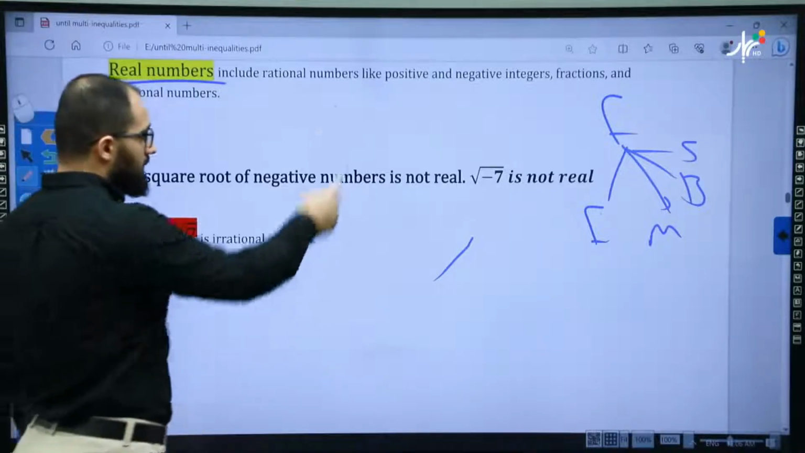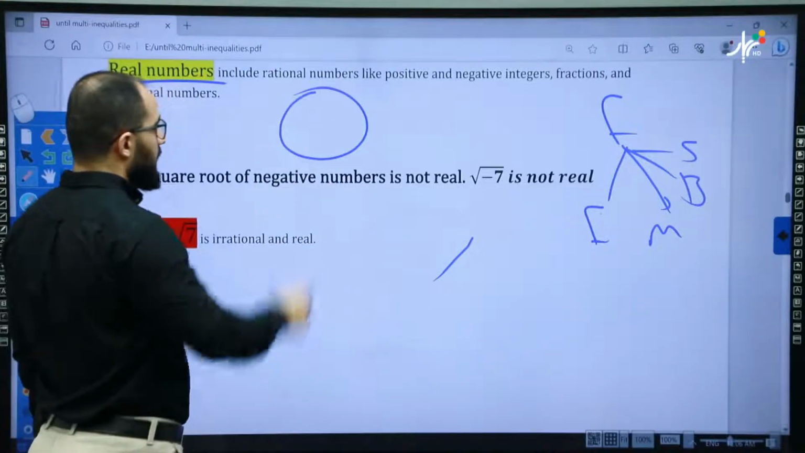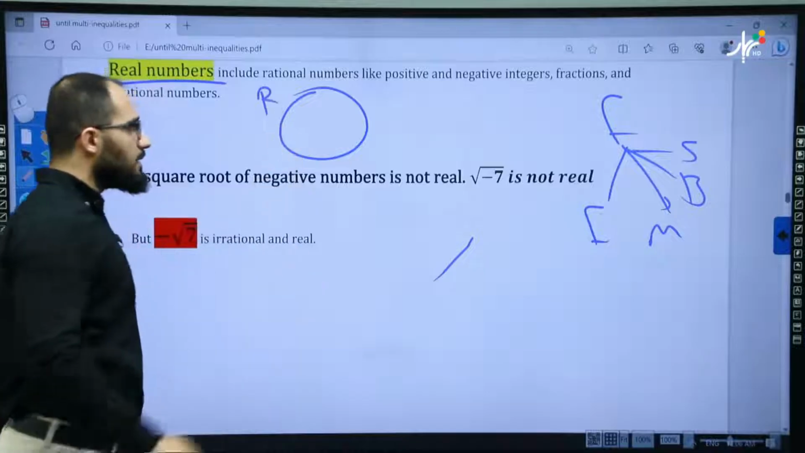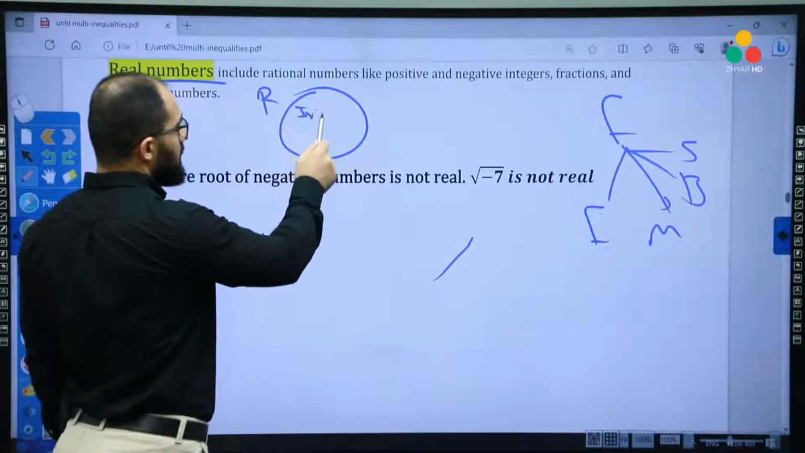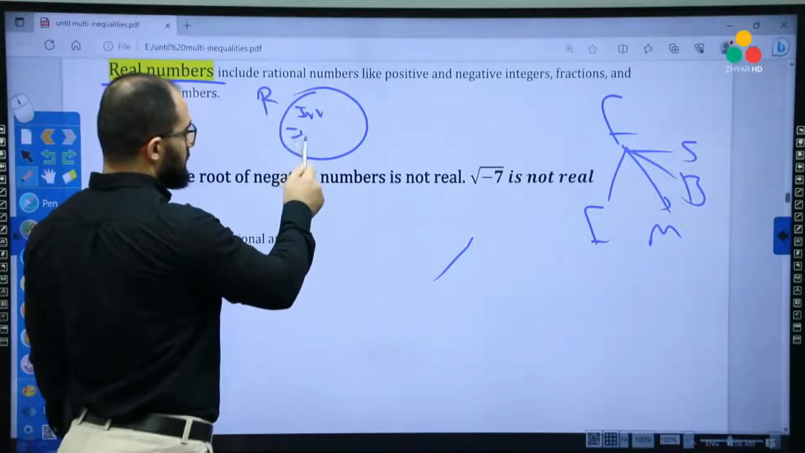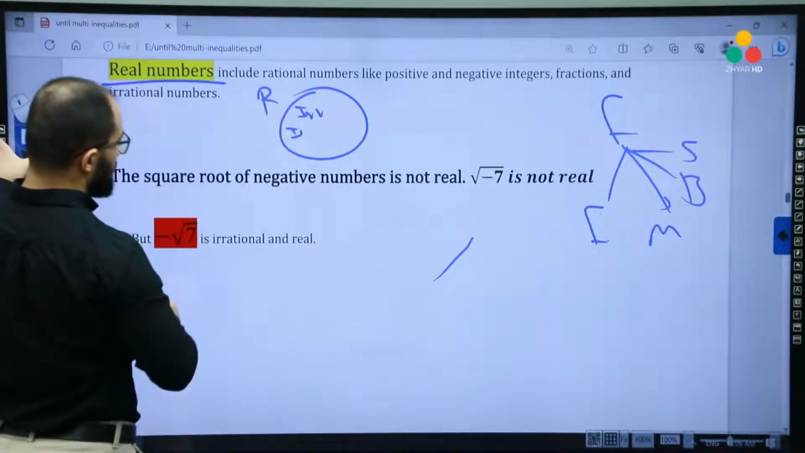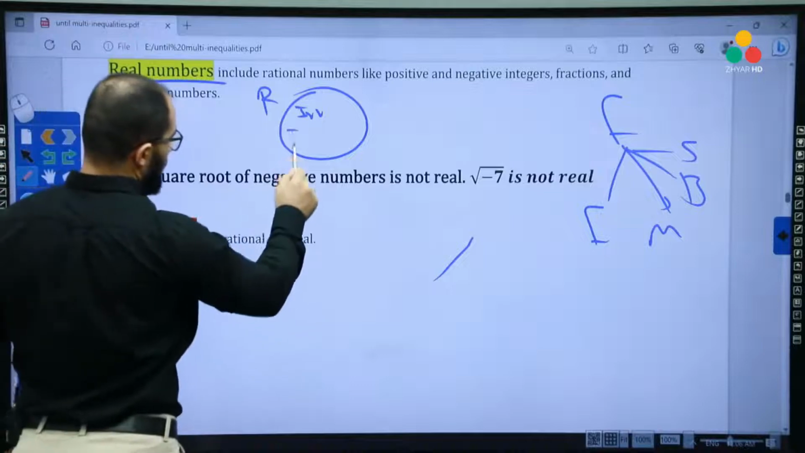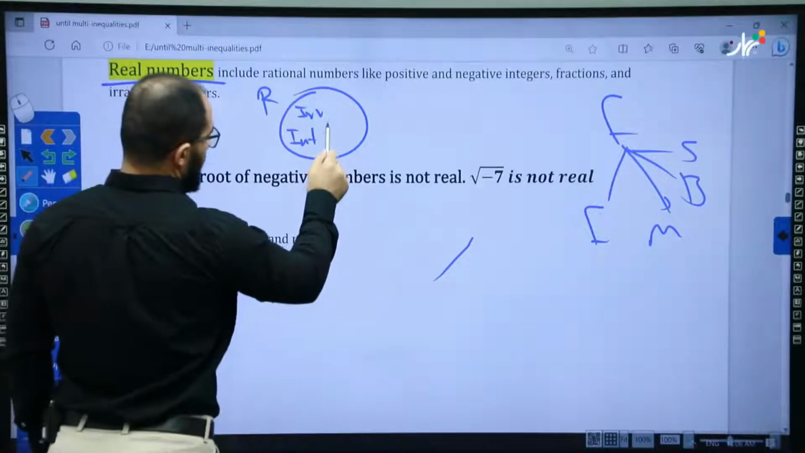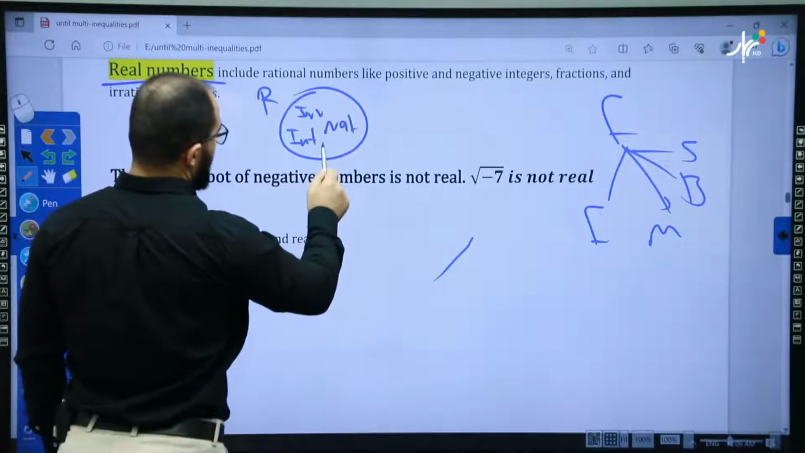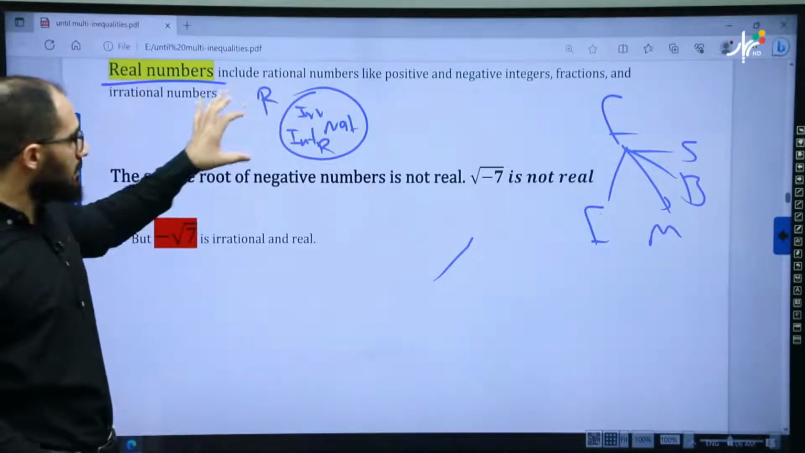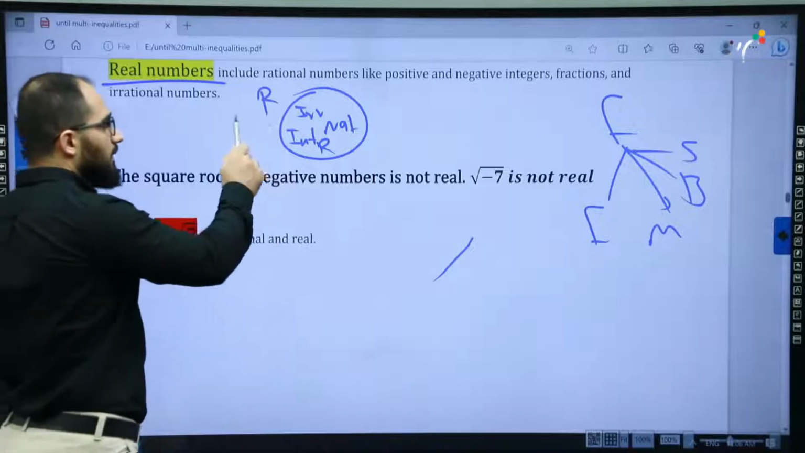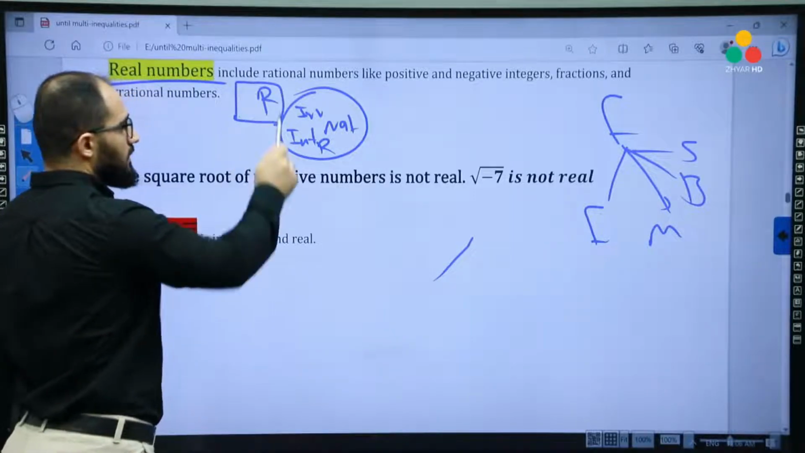All of them, let's say this is the real numbers, and the rest of the numbers are included in real numbers. For example, irrational, integers, natural numbers, and rational numbers. All of them are included in real numbers. So the big family, the big picture is real numbers.